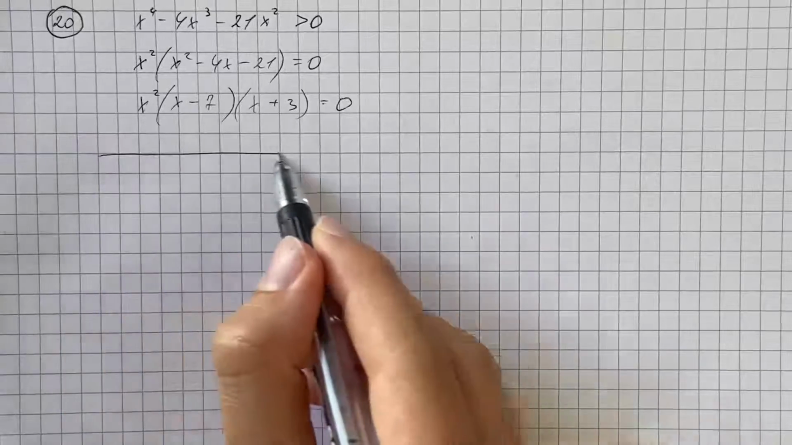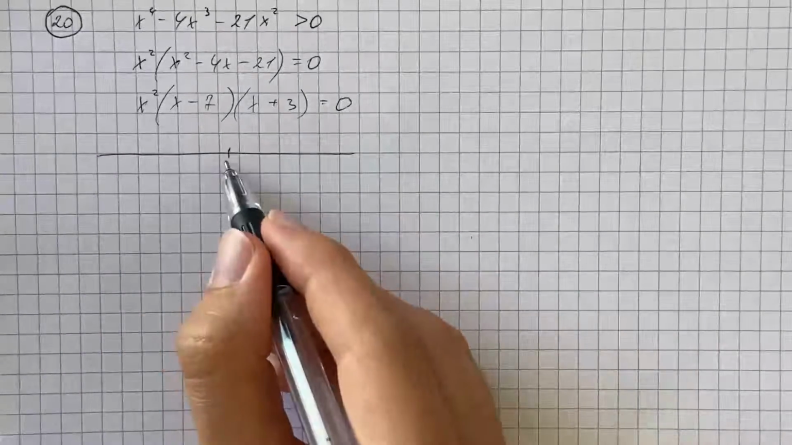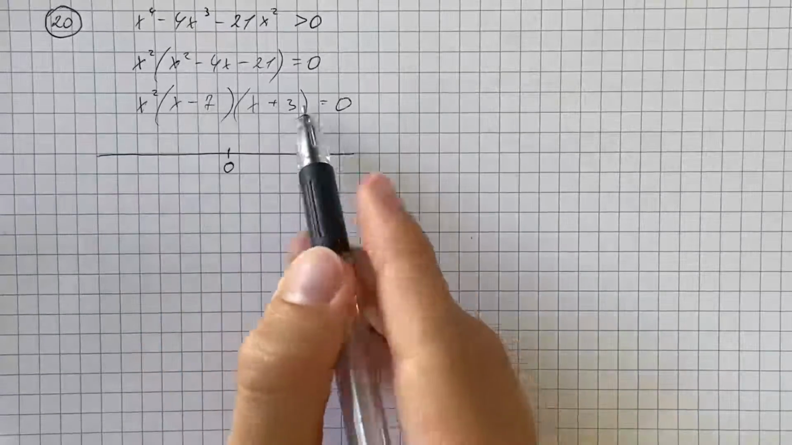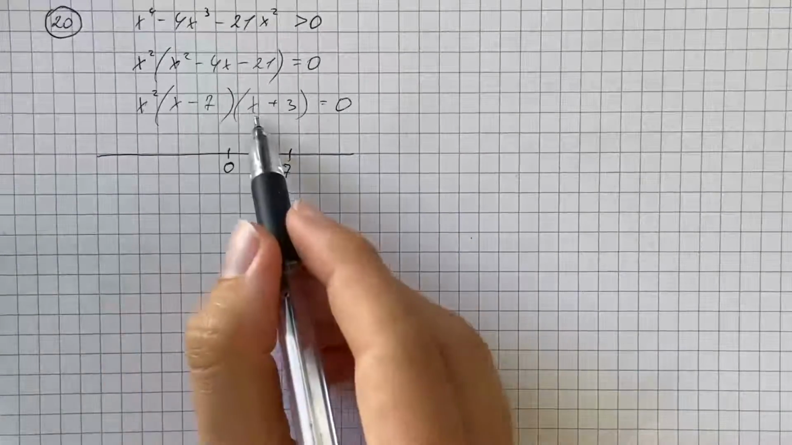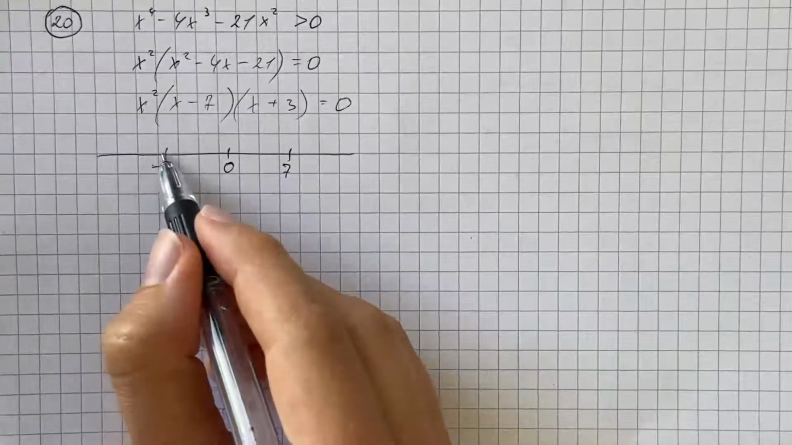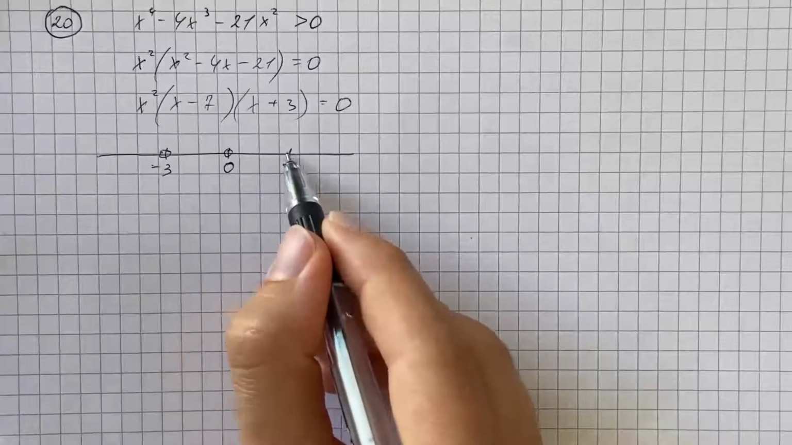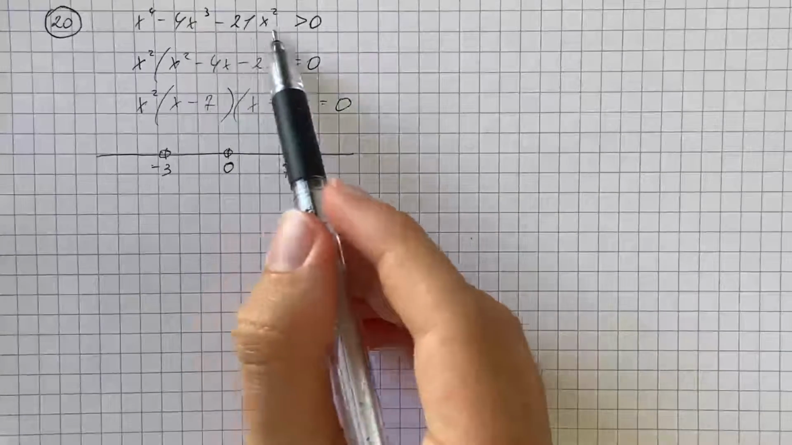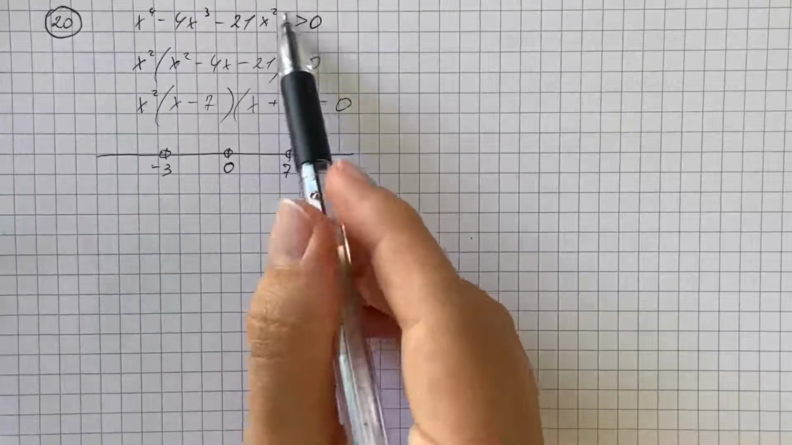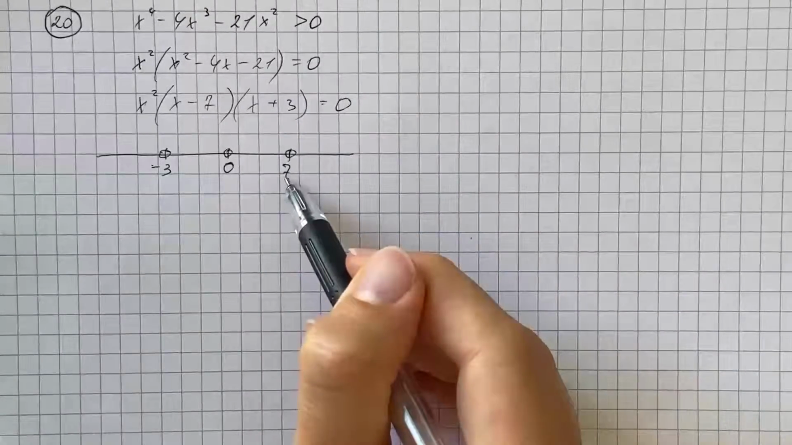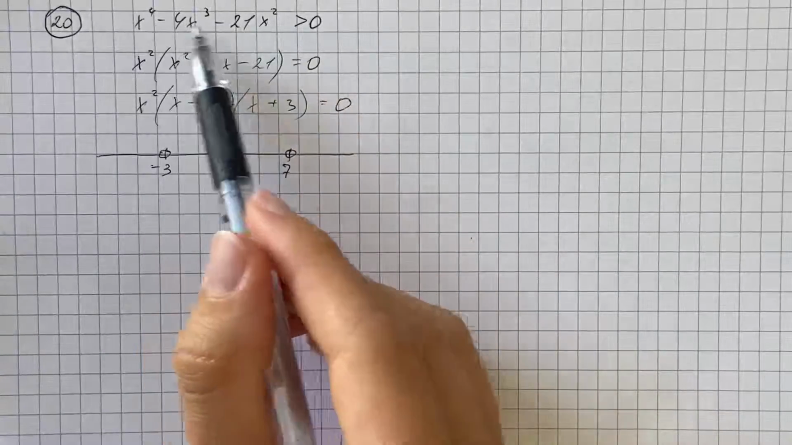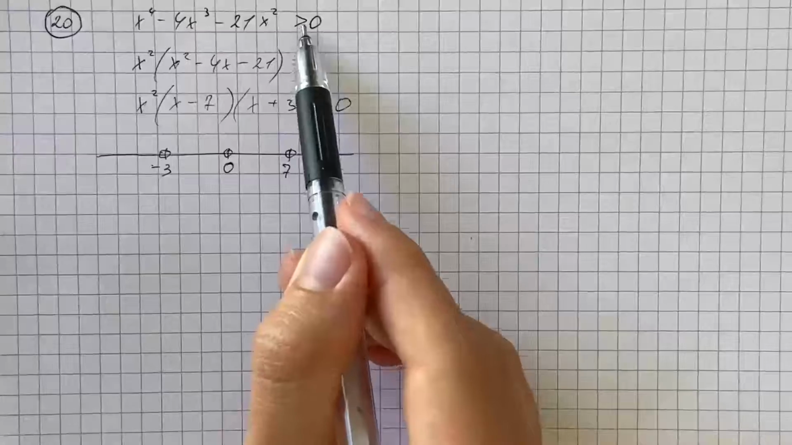So now we get that x equals 0. If we set x minus 7 equals 0, we get that x equals 7. And here we get that x equals -3. And we put open circles because in the original inequality we have strictly greater than 0. So if we substitute any of these values, we get that our expression equals exactly 0, and 0 cannot be greater than 0.